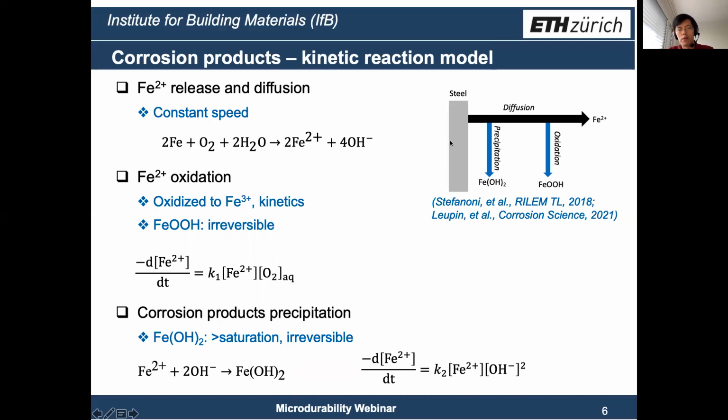In this model, we assume anodic and cathodic reactions happen at the same location. That's why we have this equation for the corrosion reaction. For Fe2+ oxidation, we assume this kind of connected reaction depends on the concentration of Fe2+ and oxygen. When the concentration of Fe2+ is above a certain threshold, it can precipitate as iron 2 hydroxide. It also follows this kinetic reaction.